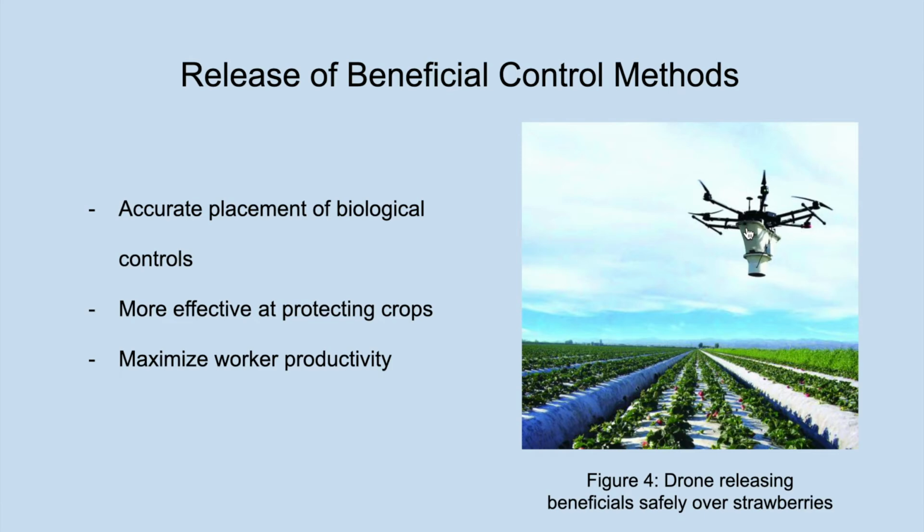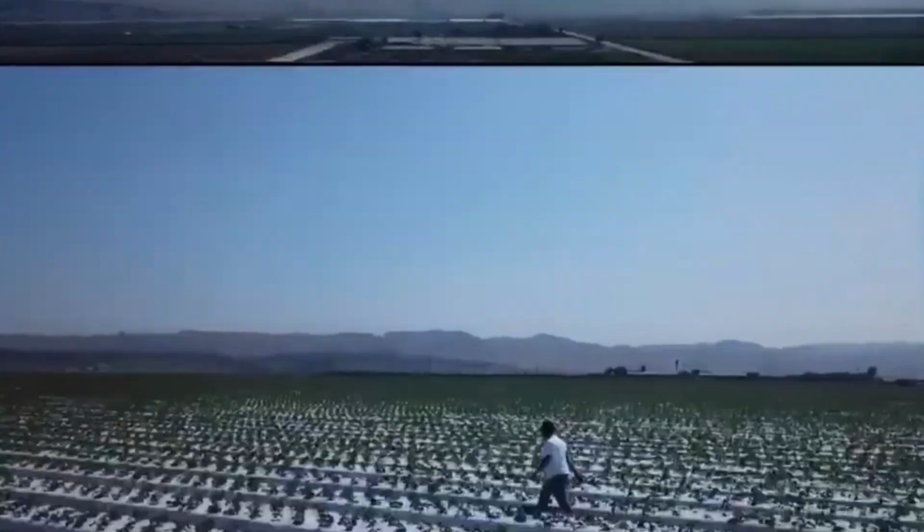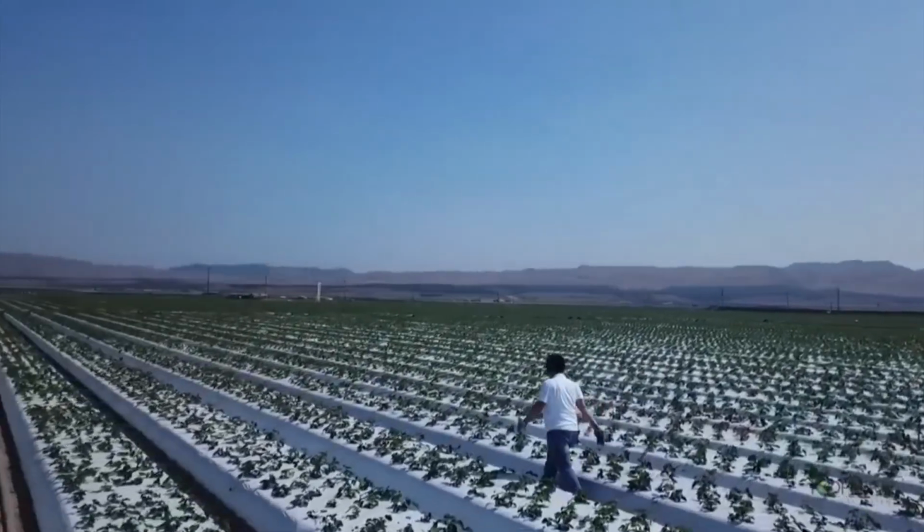In figure 4, it's a drone releasing beneficials safely over strawberries. And this is from UAV IQ and Koppert. And they introduced this new drone. And I just clicked on figure 4 image and I'm going to show you guys this video.